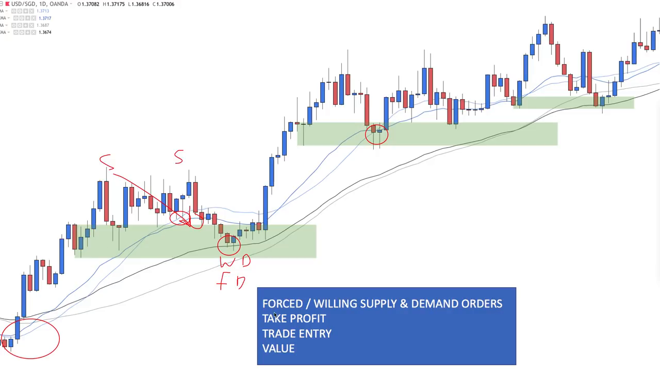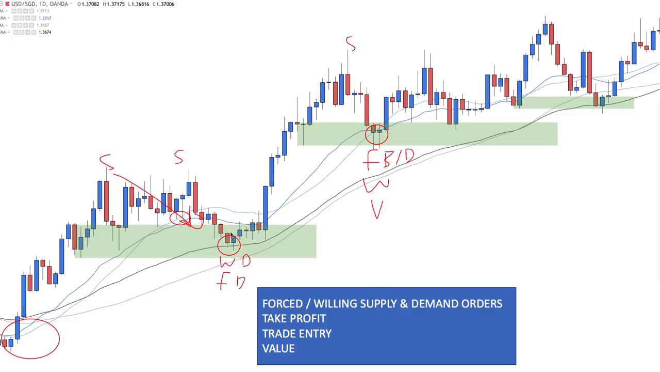And then we have value traders like ourselves who know this is a demand zone where we want to be potentially long as well. And again, same thing, if you sell, forced to take profit, which is forced buying, which is demand. Traders are going to be willing to get in, and then you've got value.